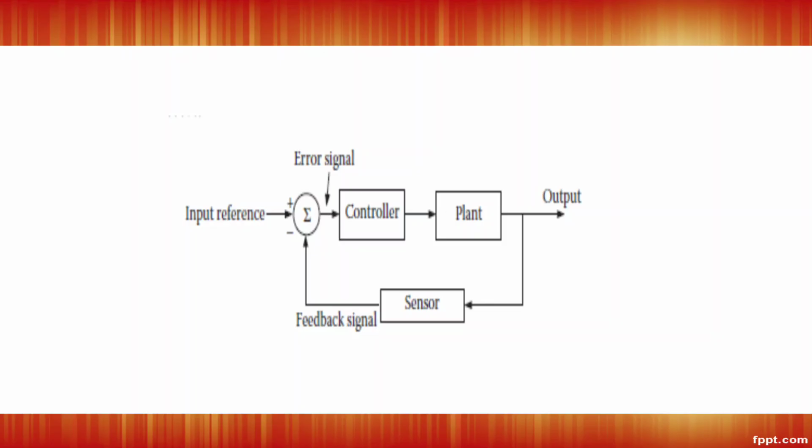Next is the plant. The system that does the work. That may be a heater, a motor, a robot arm, etc. So, a control system measures what is happening, compares it with what we want, and corrects the action until they match.